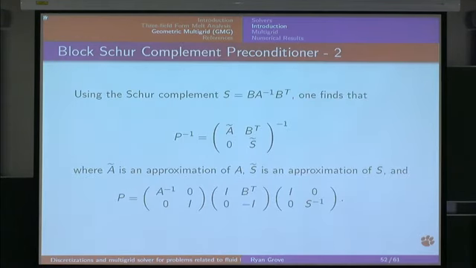So using the Schur complement, which is just B A inverse B transpose, you can find what your P inverse is. So notice that A squiggle, S squiggle are just approximations for A and S, and the P that we will be using is this matrix down here. Well, matrices multiplied together.